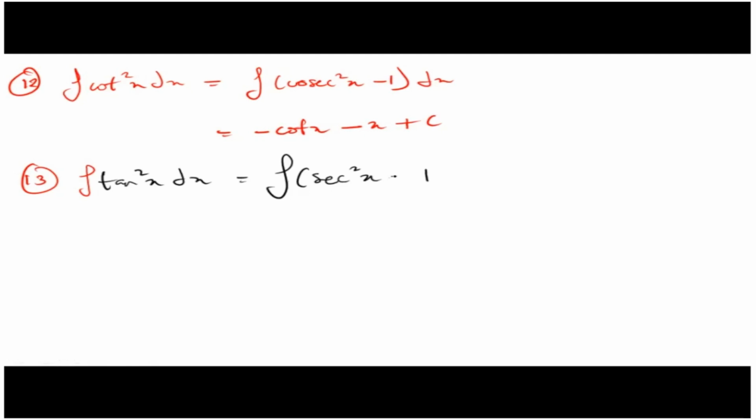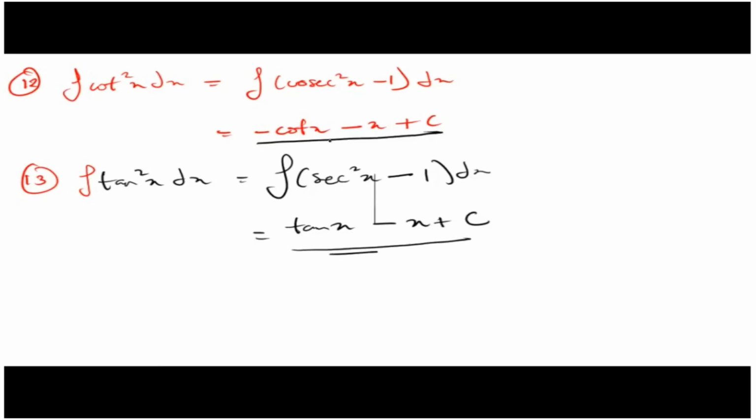It's minus 1. Okay. Then if you integrate this now, this will be what? Tan x minus x plus c. That is how to integrate those two. So if you are supposed to integrate cot squared or tan squared, that is how you do it.